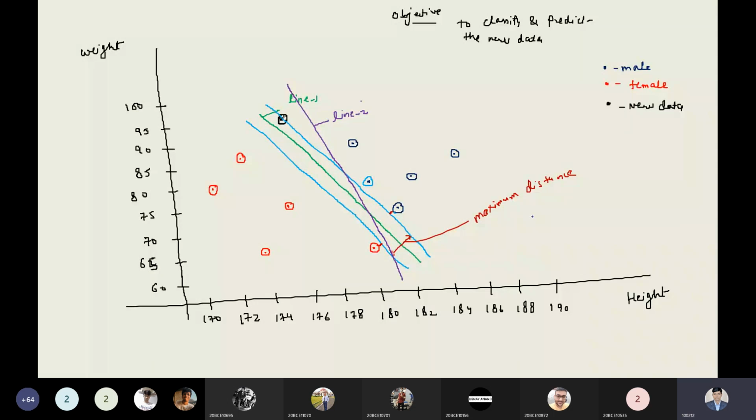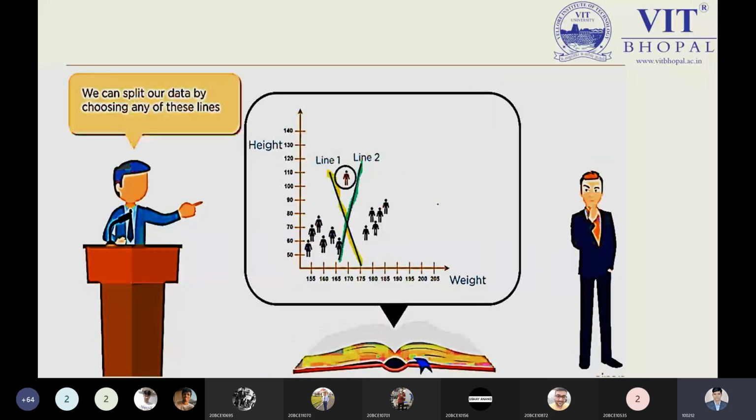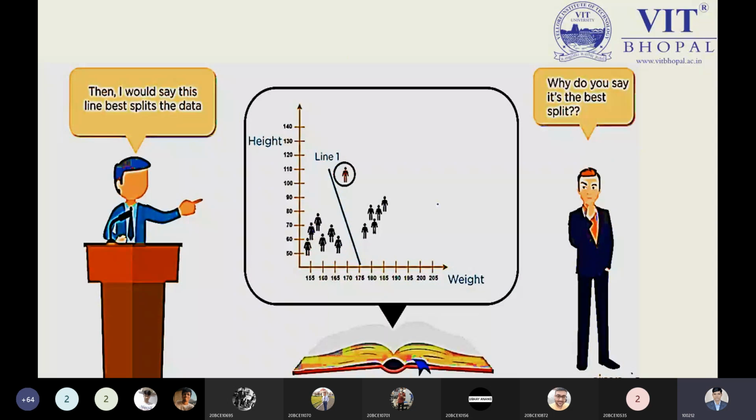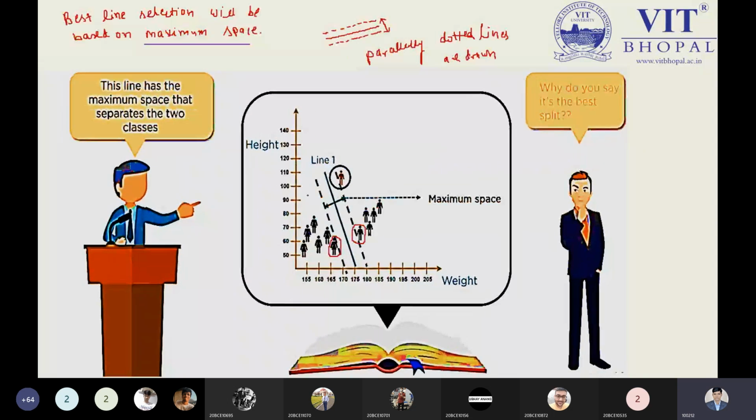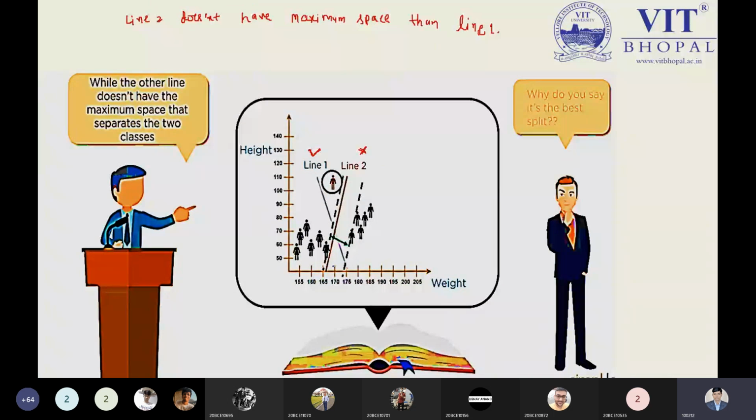Let's move to our image, by which you can more easily understand. If you have a doubt, you can easily tell me. So now go back to our image. This one. For line one, I'm determining the maximum space or maximum distance. This would be one parameter, and the same thing we will do for line two. For line two, I'm also getting the maximum distance, but after comparing the maximum distance values between line one and line two, I'm choosing line one.